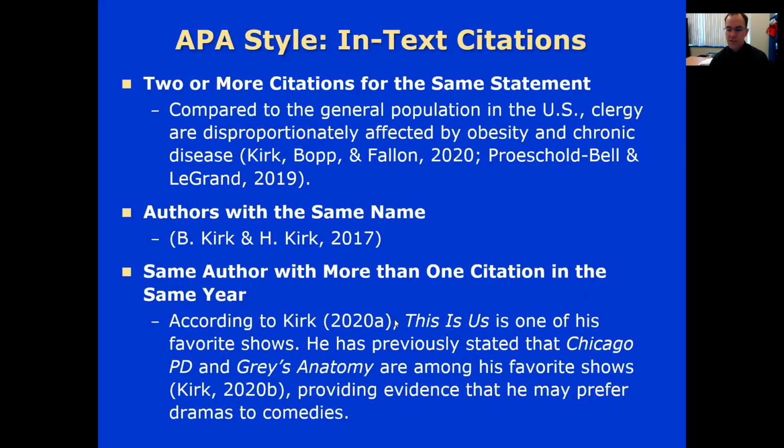Now, there might be situations where you may use the same author that publishes 2 different publications in the same year. In that case, you would distinguish the 2 with the letters A and B, and that would indicate to the reader that this is the same author but 2 different citations. In the reference list or bibliography, you would not have to use the letters A and B because the titles of the article would distinguish the 2.